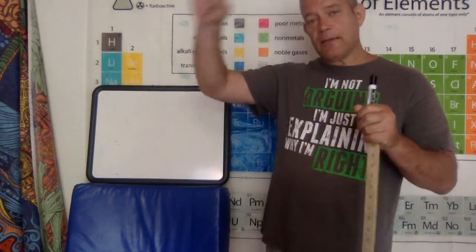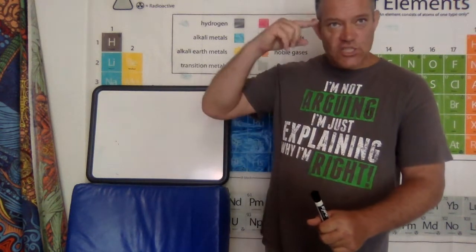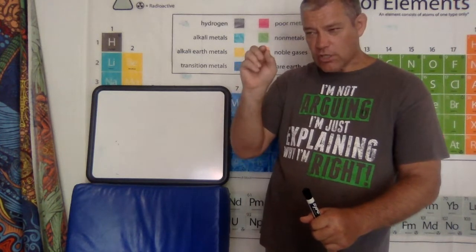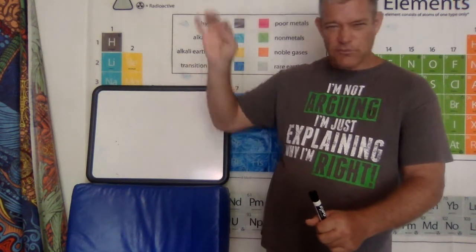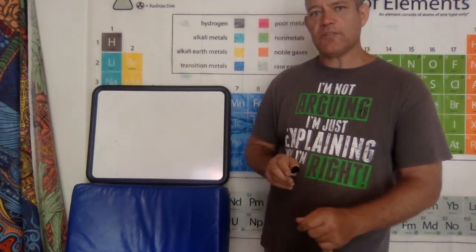And whizzing around them at incredible speed, unimaginably high speed, making insane amounts of trips around that are these negatively charged little electrons. They're like little gnats or mosquitoes flying around, but insanely fast. And that's the basic shape of an atom.